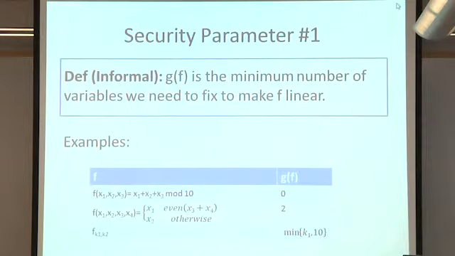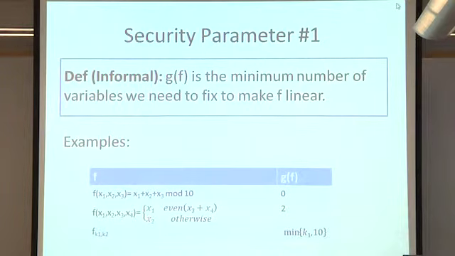Before I tell you about the security results formally, let me introduce some security parameters. So given a function f, we're going to use g of f to denote the minimum number of input variables that we would need to fix to make the function linear. So for example, if we have this function, which is just the sum of x1 plus x2 plus x3, we don't need to fix any variables. The function's already linear, so g of f is 0.